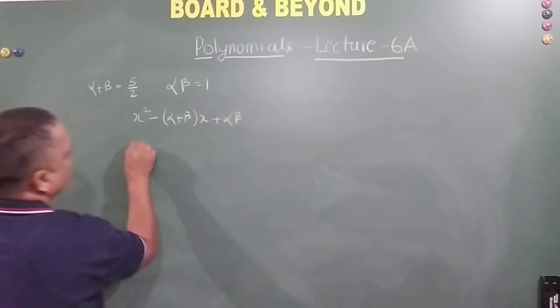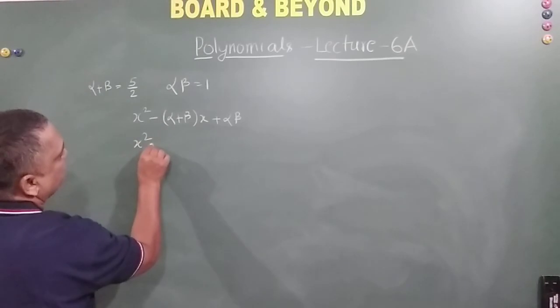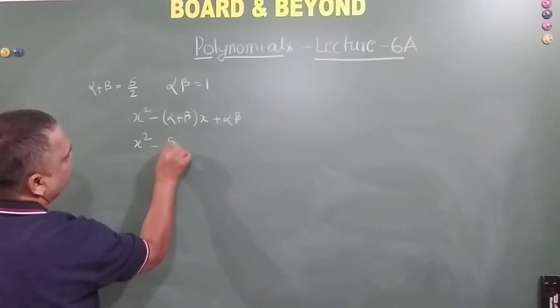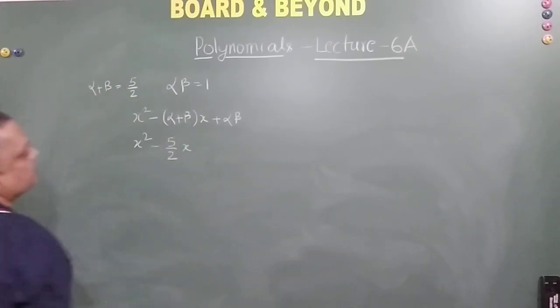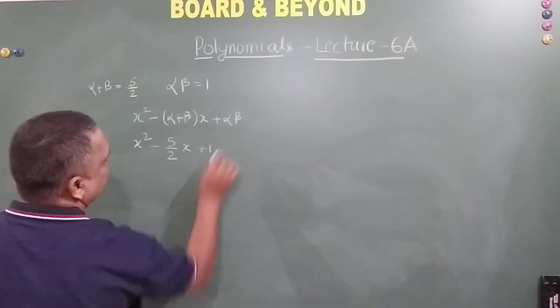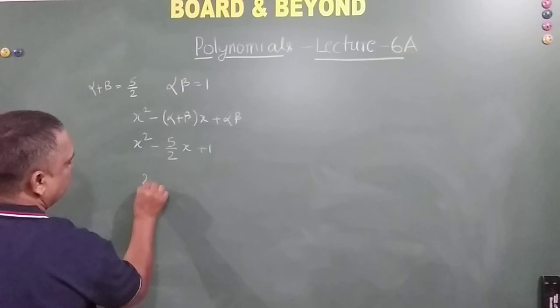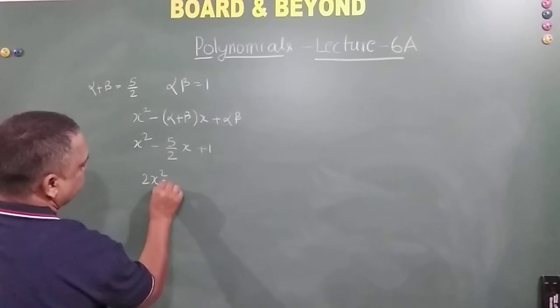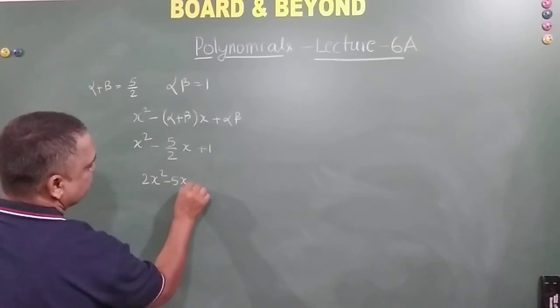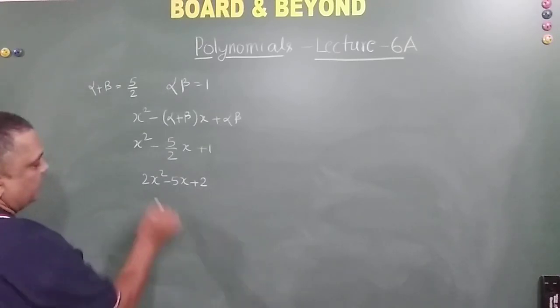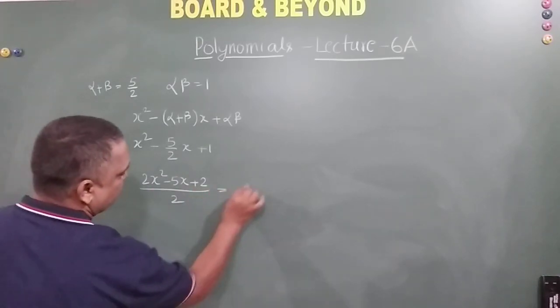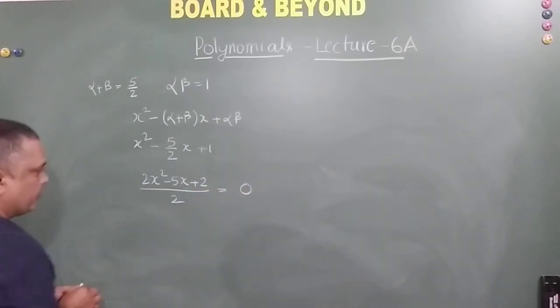Right friends? So x square minus alpha plus beta is 5 by 2x, okay, plus 1, right? So taking 2 as LCM, this leaves me with 2x square minus 5x plus 2, okay, by 2 is equal to 0. So this is the polynomial.